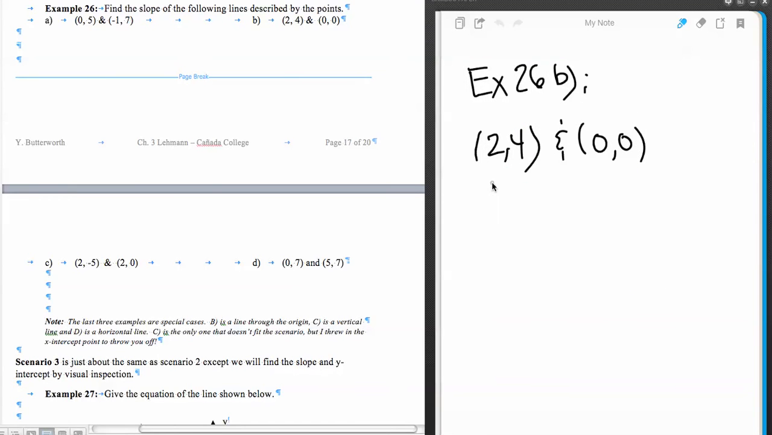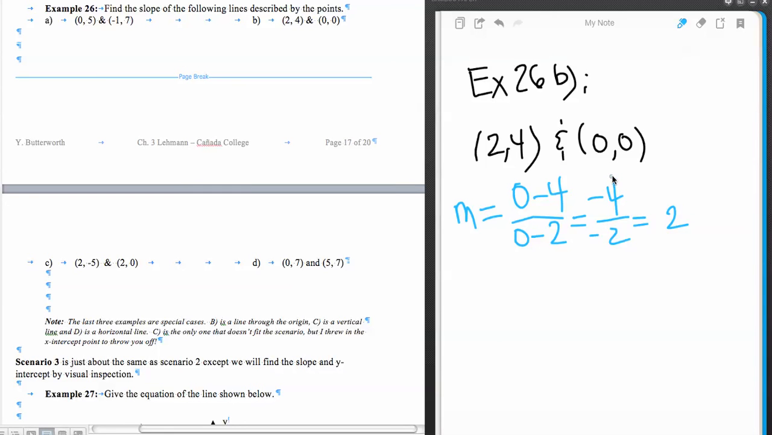Okay, part B, again, we have 2 ordered pairs. The first thing that we want to do is find their slope using the slope formula. So 0 minus 4 and 0 minus 2, y2 minus y1 over x2 minus x1. So we have negative 4 over a negative 2, which of course, negative divided by a negative is a positive, 4 divided by 2 is 2. So we have a slope of 2.